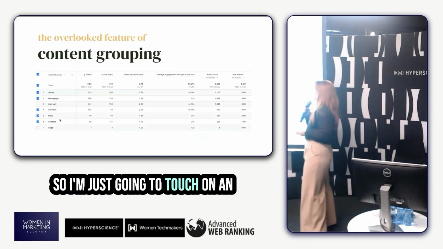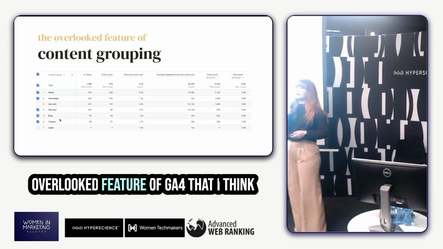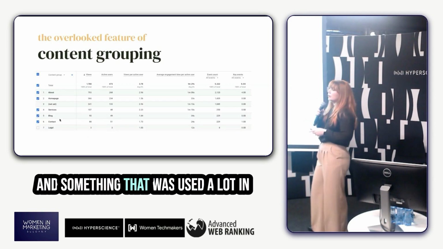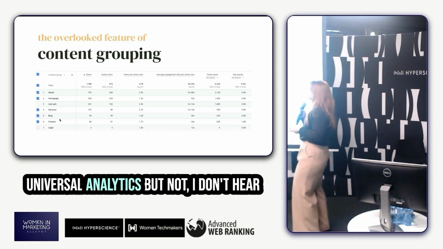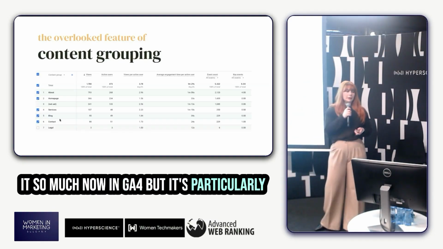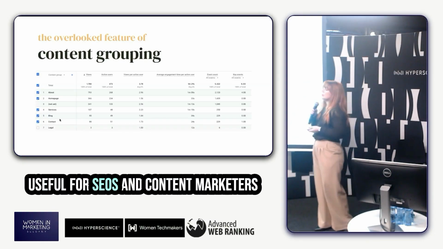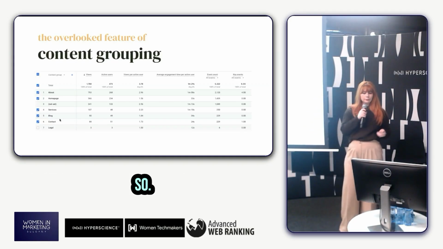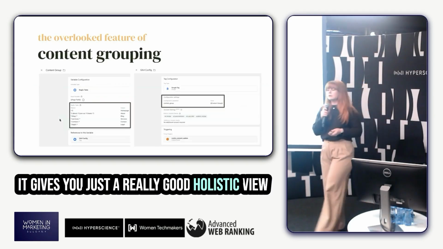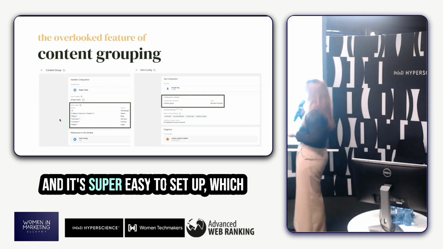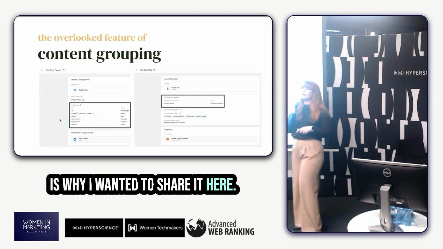So I'm just going to touch on an overlooked feature of GA4 that I think a lot of you will hopefully find useful. It was used a lot in Universal Analytics, but I don't hear it so much now in GA4. It's particularly useful for SEOs and content marketers because it will make your life easier. It gives you a really good holistic view of the content performance of the site, and it's super easy to set up, which is why I wanted to share it here.